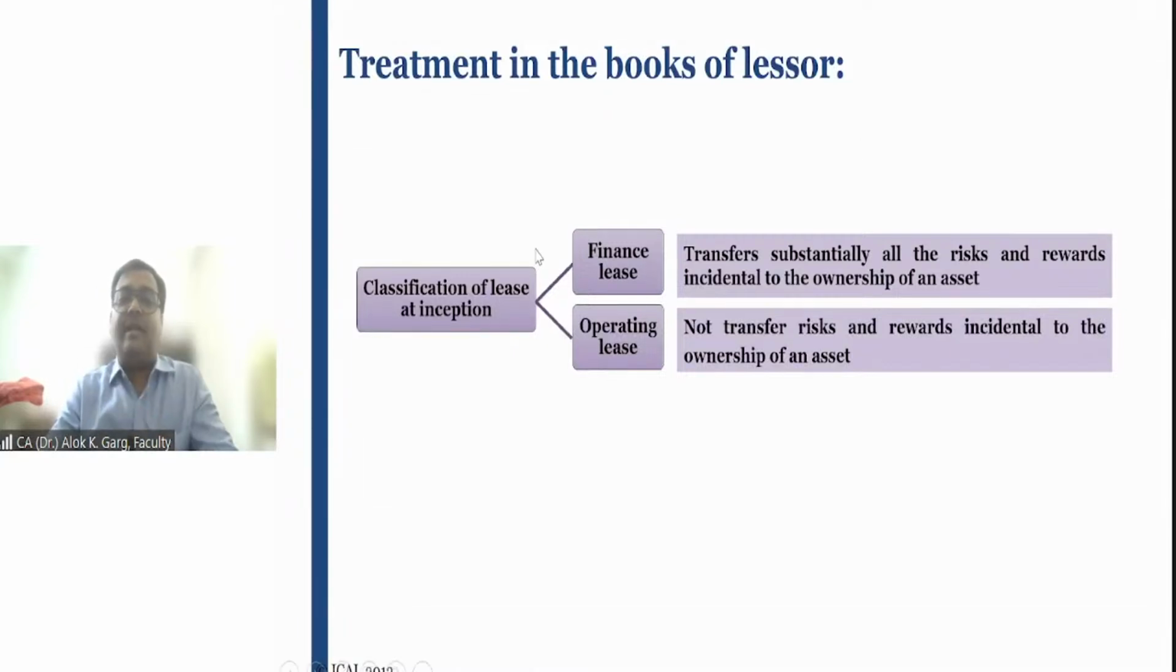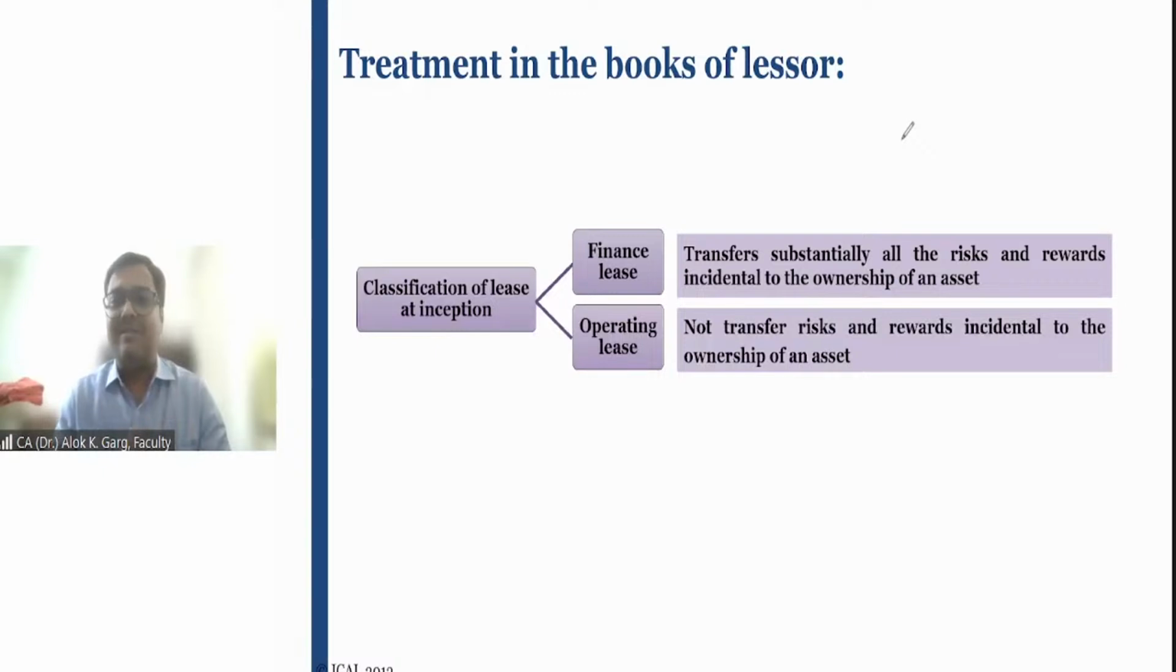Treatment in the books of the lessor: at the time of inception of the lease, the lessor will see whether it is a finance lease or an operating lease. Finance lease is a lease where the risk and reward relating to the ownership of the asset has been transferred substantially to the lessee. Operating lease is a lease where risk and reward incidental to the ownership of an asset has not been transferred to the lessee, right? For example, in case of property leases or car leases, let's say if tomorrow the scrap value of the car or the fair value of the property has increased, that benefit will also go to the lessee.